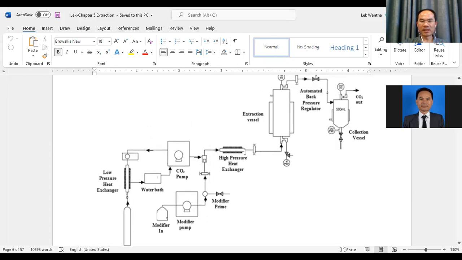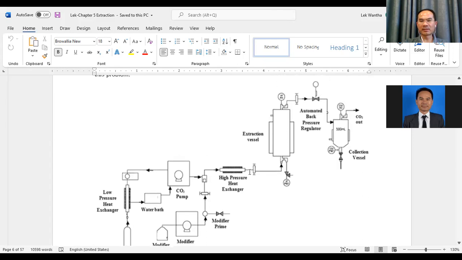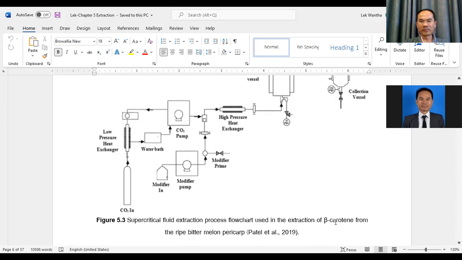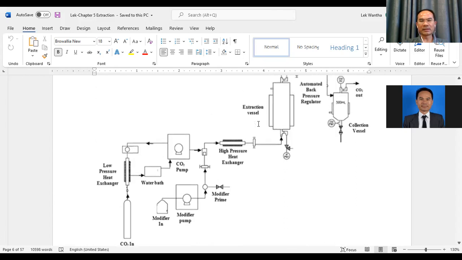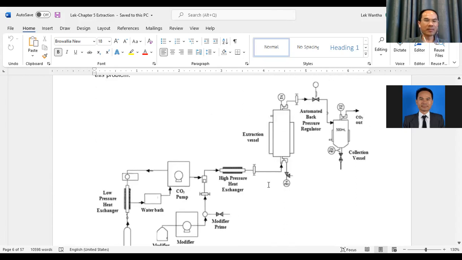And also we have the high pressure heat exchanger. For this case, also the high pressure compressor to increase the pressure and also to increase the temperature. And then we feed to the extraction vessel. We have some carbon dioxide out. This is the collection vessel, with the beta carotene, and the feed comes into the system. So this is an example of the supercritical fluid extraction system.